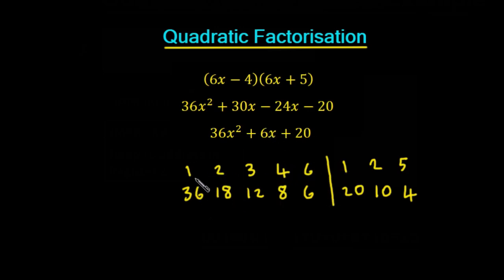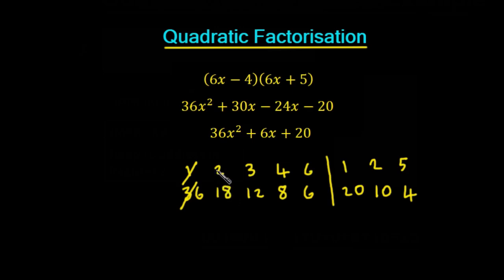So let's just go through as an example. You could say 1 times 1, and then you can have 36 times 20, but 36 times 20 is a huge number, so that's not going to work. You could also do it the other way around. You could say 36 times 1 and 1 times 20, but again that's not going to give you the value of 6 when we add or subtract, so we can forget about 1 and 36. We could try 2 and 18. Again, we'd have 18 times 20, which is a huge number, minus 2 is not going to give you 6.